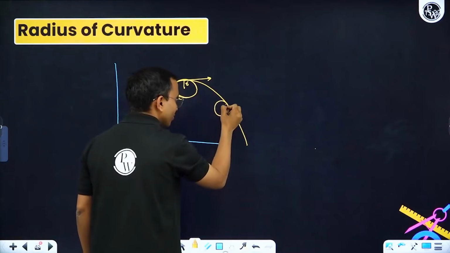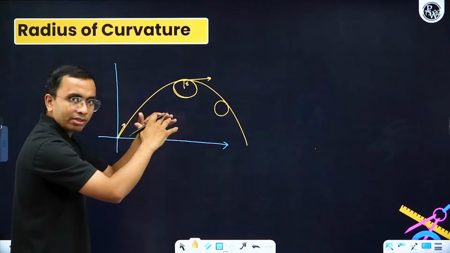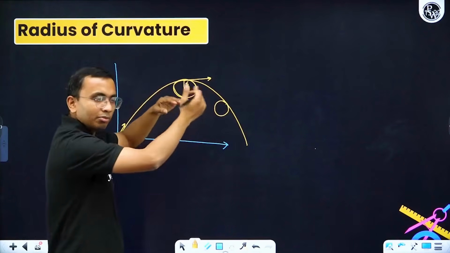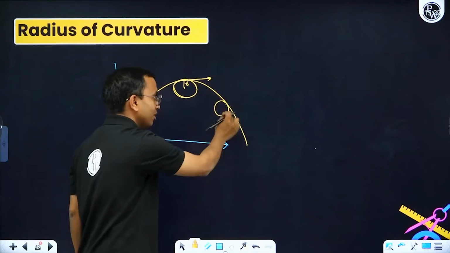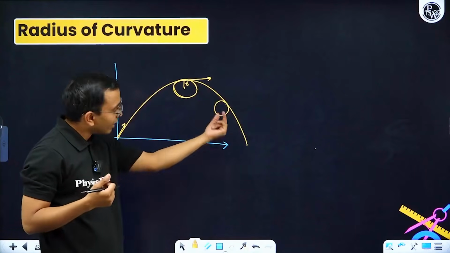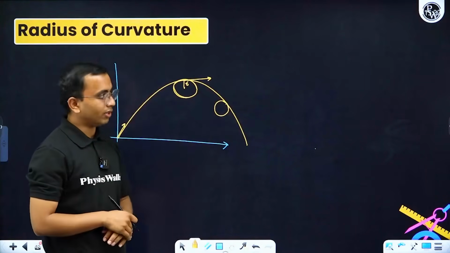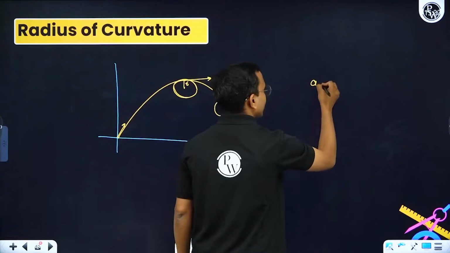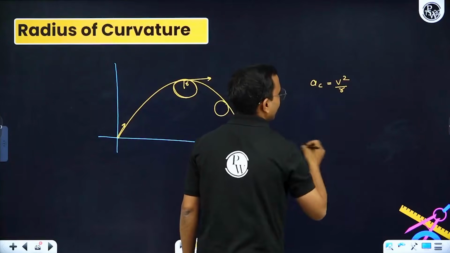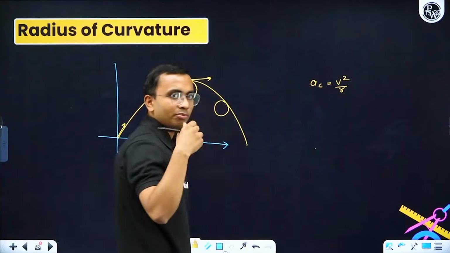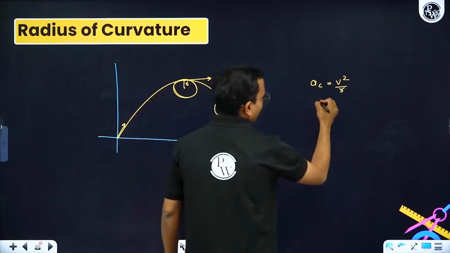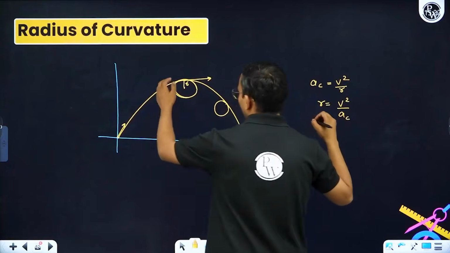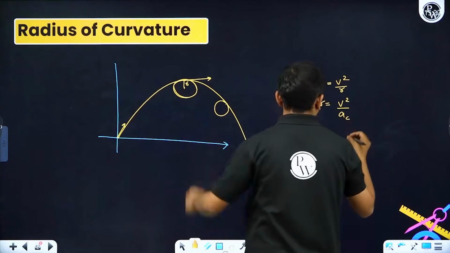So at that particular instant, if you make the circle, that arc will become part of this circle. Meaning now you need to find the radius of that particular circle. That's the meaning of radius of curvature. When we come to circular motion, we'll see that centripetal acceleration is v square by r. The centripetal acceleration is also the perpendicular component of the acceleration. So r is v square by a centripetal, the component of the acceleration which is perpendicular to the velocity.